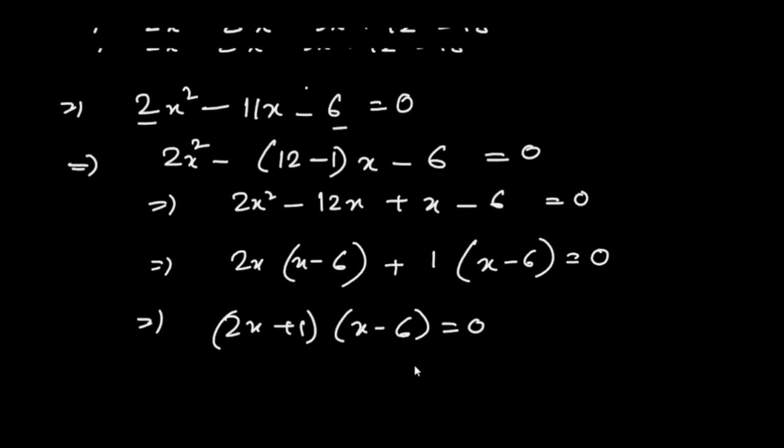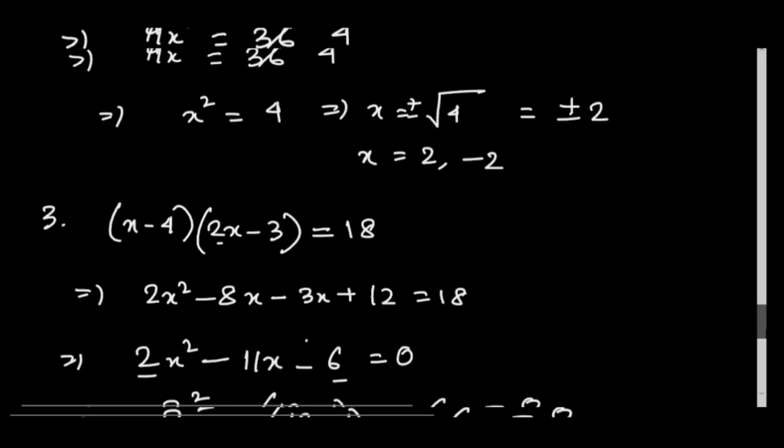Next one. This was question number 3. Next one is question number 4. (x − 7)(x − 19) = 64.